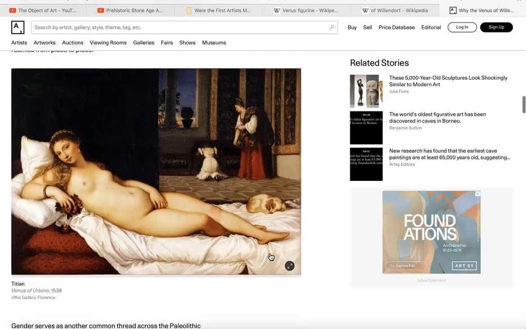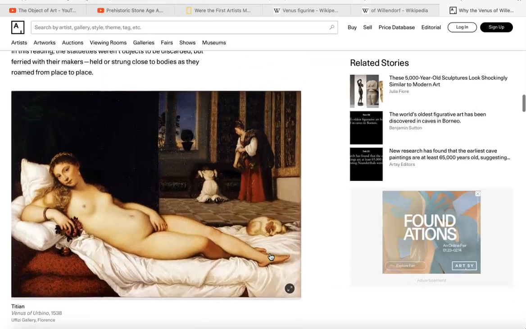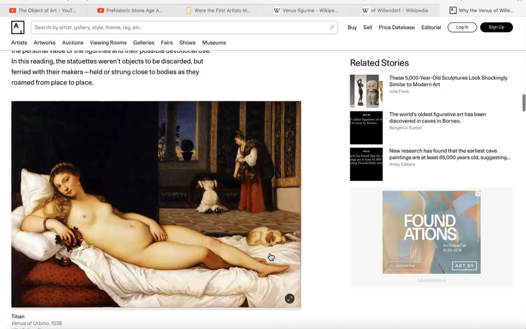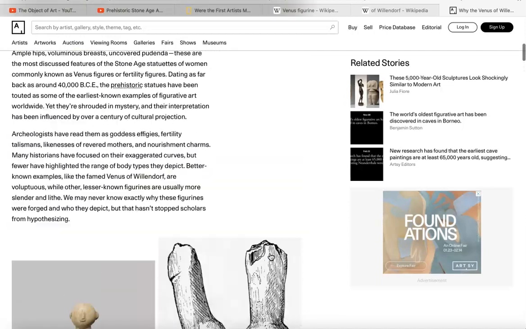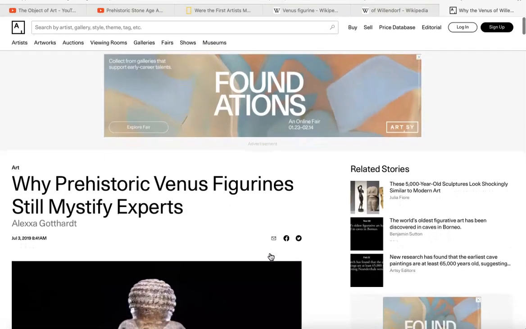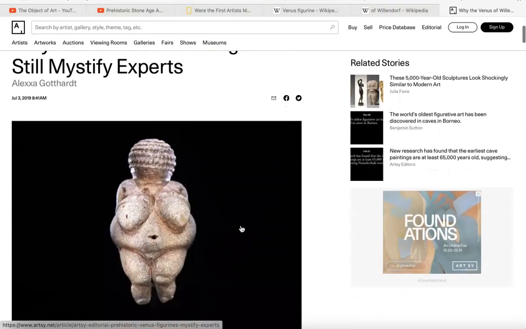And they had the audacity in this article to compare these to Titian's Venus of Urbino. Oh, that's a problem. We can talk about it in the comments, in the discussion board, whatever you like. Now, what's going on here?